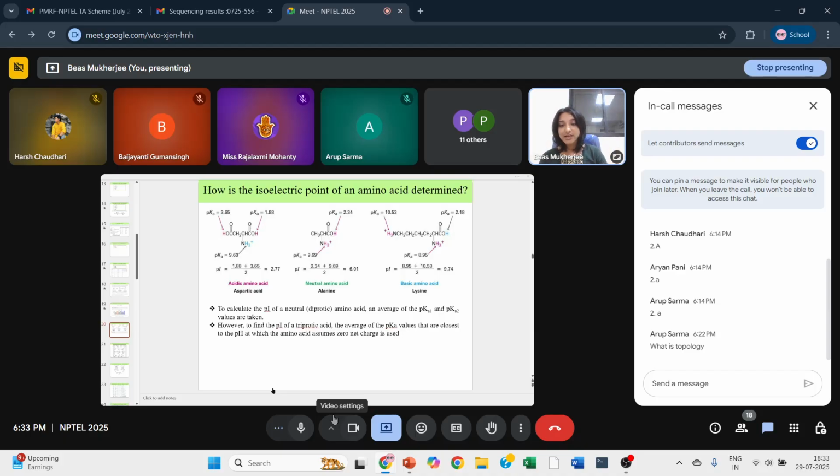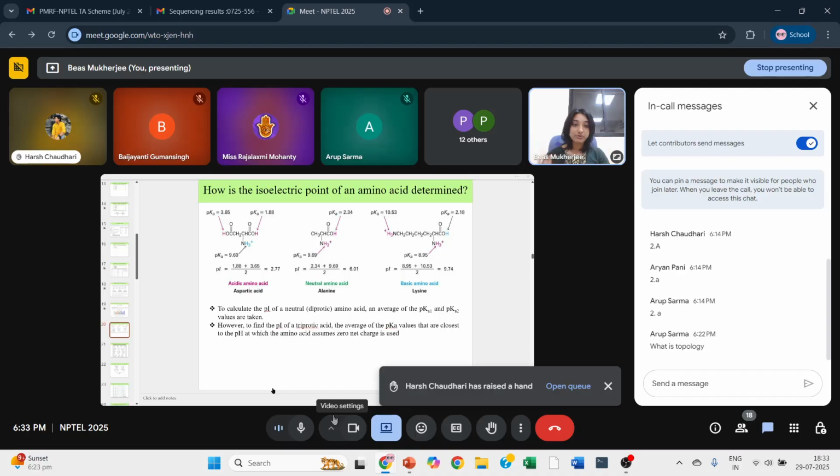There is a side chain involved, right? So you have to remember the structure. Aspartic acid has the normal COOH group and then the NH3 plus group connected to the C alpha, and there is another COOH group in the side chain. To calculate the pI of a neutral or diprotic amino acid, the average of the pKa1 and pKa2 values is taken. However, to find the pI of the triprotic, the average of only those 2 pKa values because of which you get the zwitterion is taken. The other pKa value is ignored.